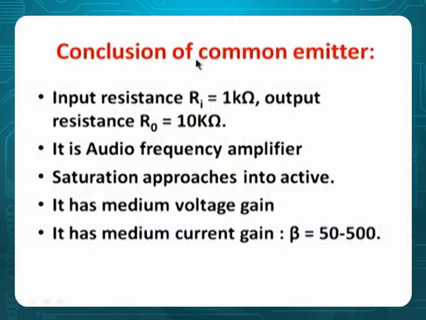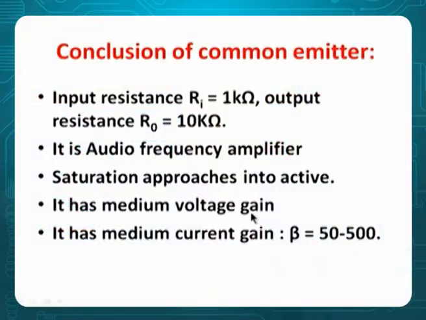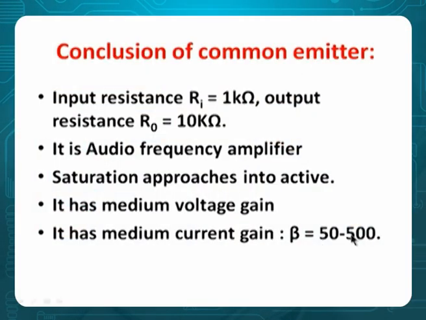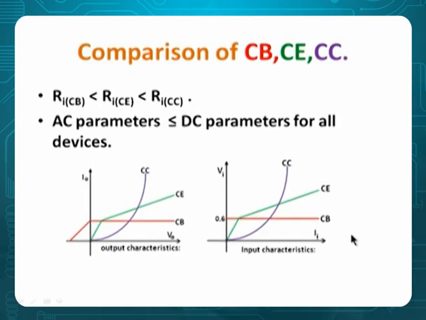Now let me go to conclusions. Conclusion of common emitter: input impedance is 1 kilo, output is 10 kilo. It's an audio frequency amplifier because its bandwidth is not very high. Saturation approaches into active, because into the active region it is encroaching, as I said, going up to 0.2. It has a medium voltage gain. It has a medium current gain, that is, current gain increases from 1 to 50 to 500. Please understand, the current gain alpha, beta is always a range, not a fixed value.